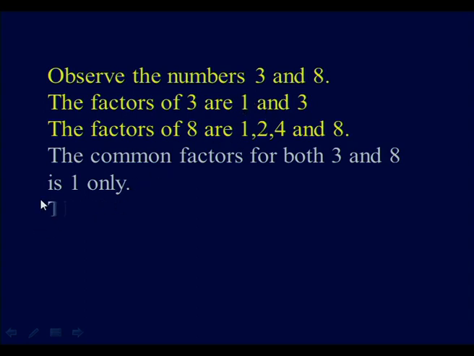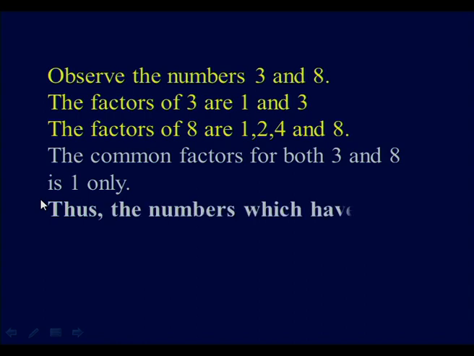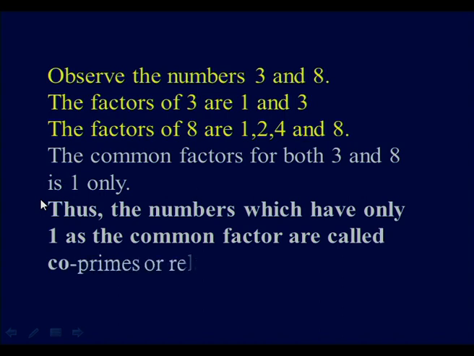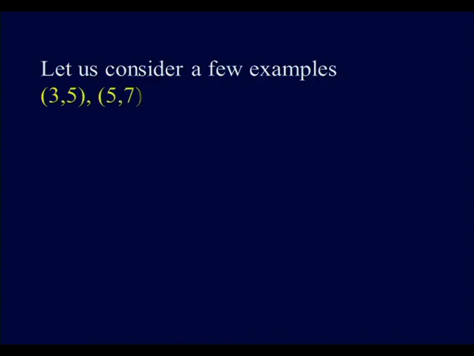So, what can you conclude from this, children? So, we can say that the numbers which have only 1 as the common factor are called co-primes or relatively prime numbers. Let us consider few examples.